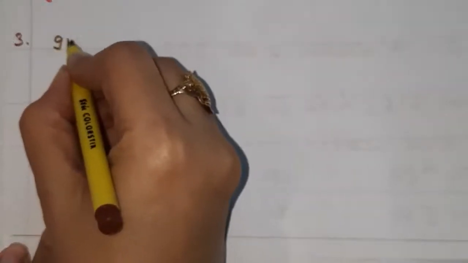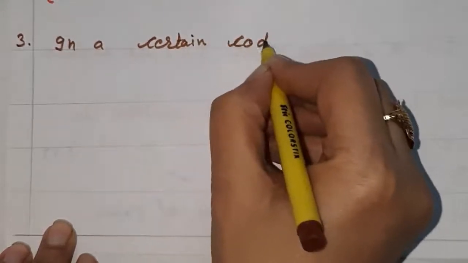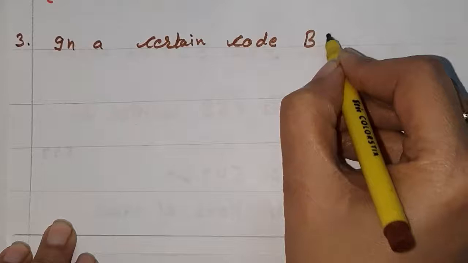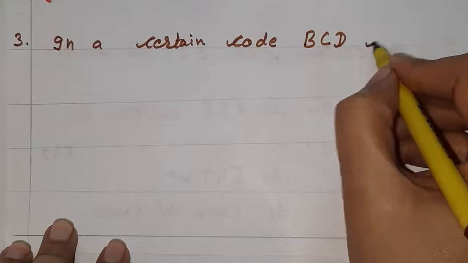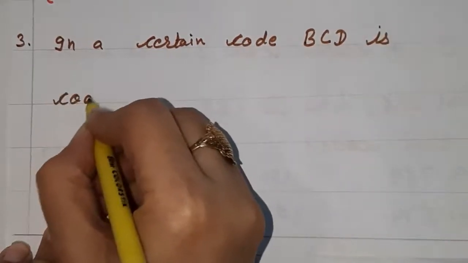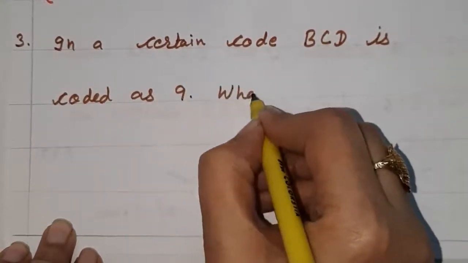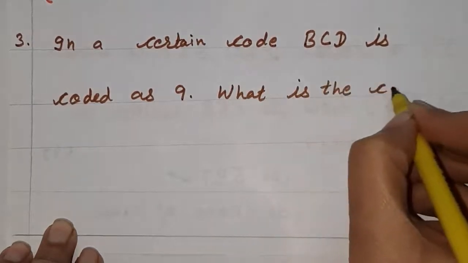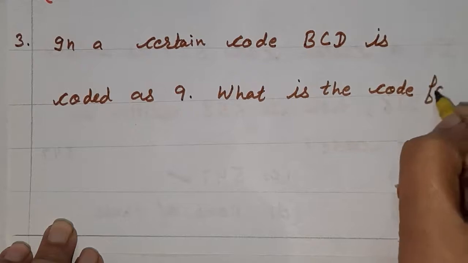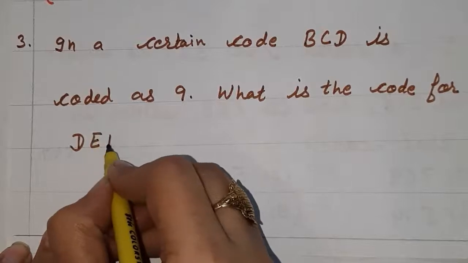Now question number 3. In a certain code, BCD is coded as 9. What is the code for DEF?